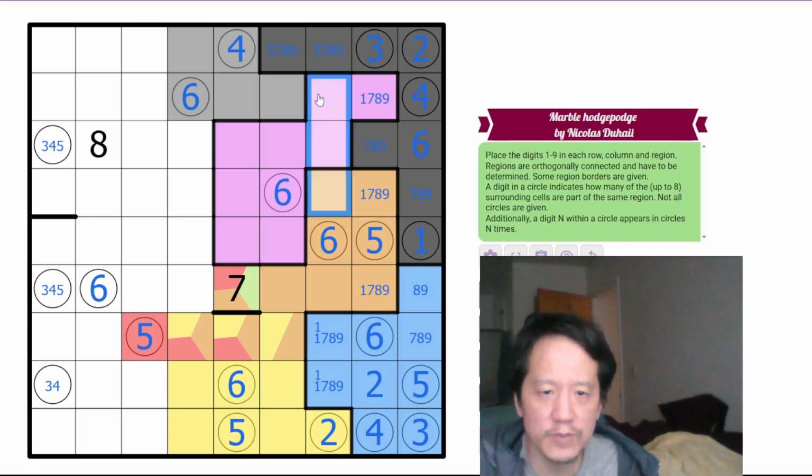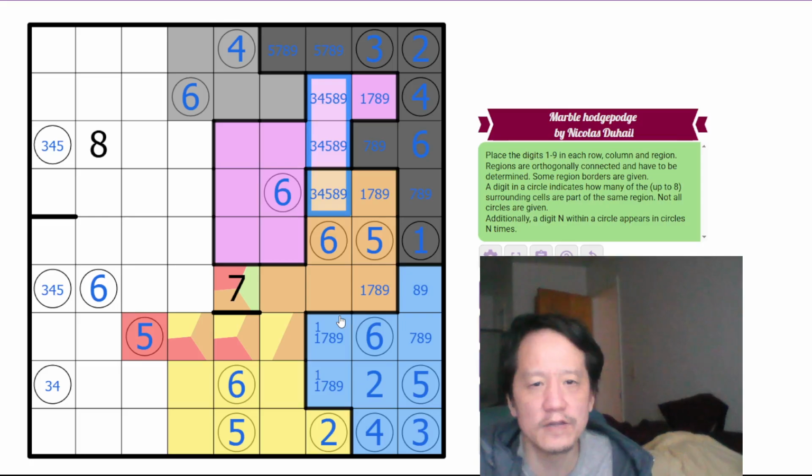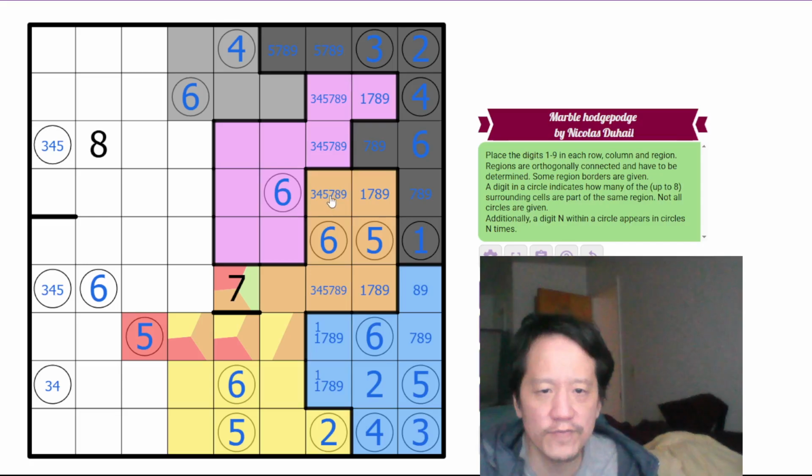So none of these could be 1, 2. It could be what? 3, 4, 5, 8, and 9. 5, 7, 8, 9. 3, 4, 5, 7, 8, and 9. But this can't be 5 here, and it can't be 7 here. This can't be 5. This can't be 4.